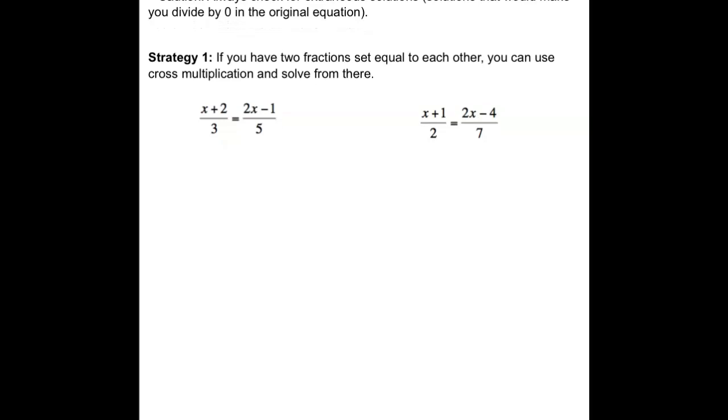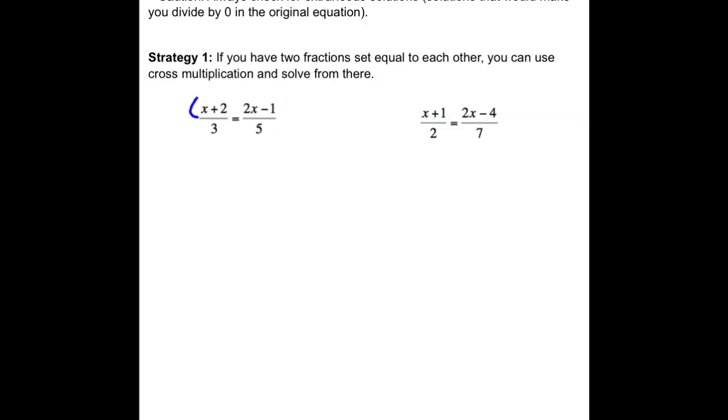The first type of equation that you're going to see is what we call a proportion, where we have a single fraction equal to a single fraction. So strategy 1: if you have two fractions set equal to each other, we can just use that cross multiplication process and solve from there. So we do have a single fraction equal to a single fraction here.